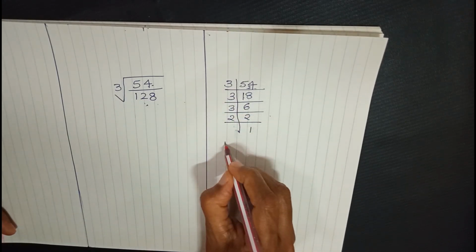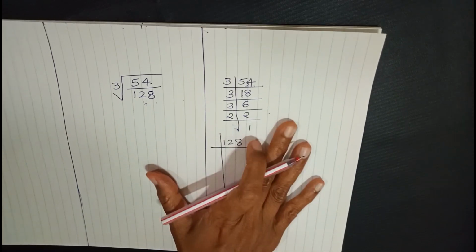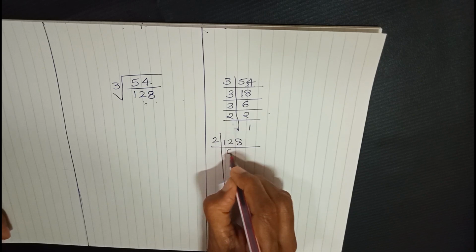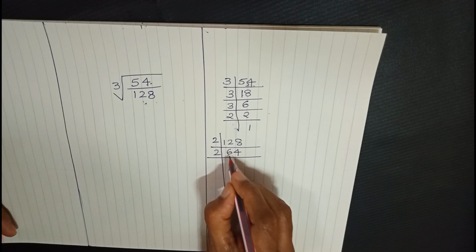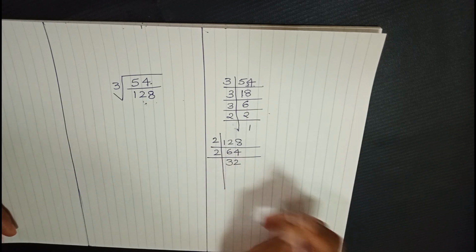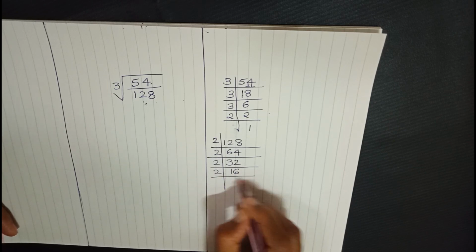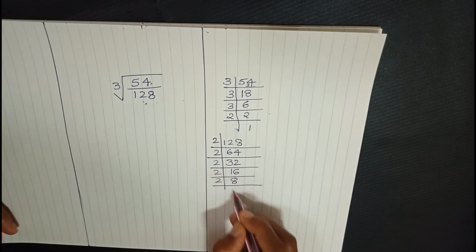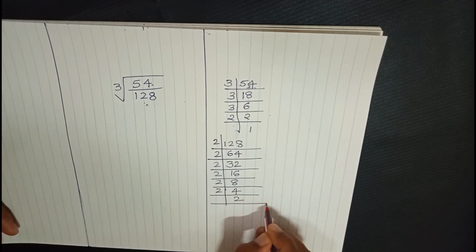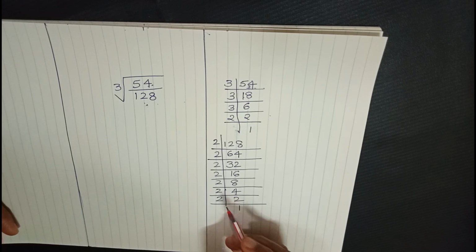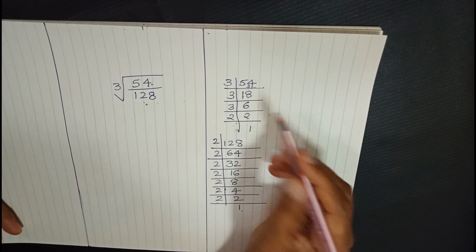Let's find out the factors of 128 now. Again 8 is an even number. So first by 2. 2 sixes are 12. 2 fours are 8. Again let's go by 2. 2 threes are 6. 32. Again by 2. 16. Again by 2. 8. 2 fours are 8. 2 twos are 4. 2 ones are 2. So we got 1 here also. These are the factors of 128. These are the factors of 54.